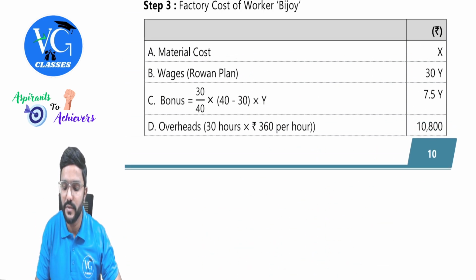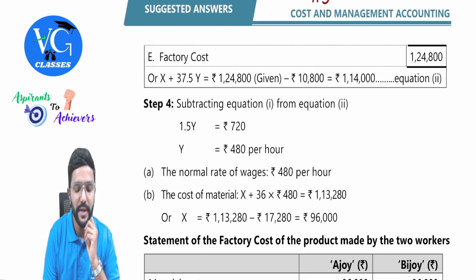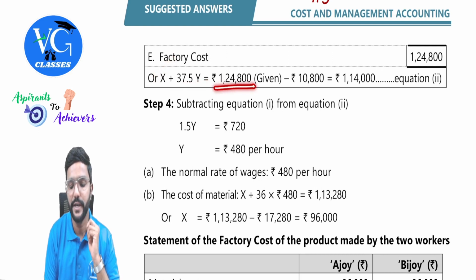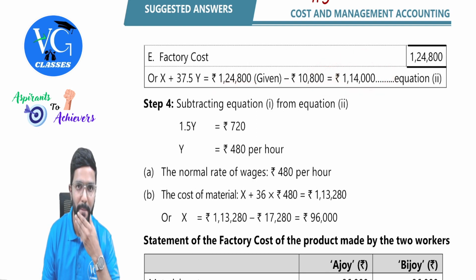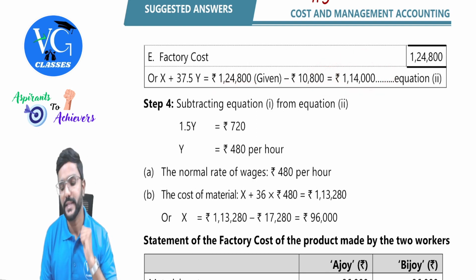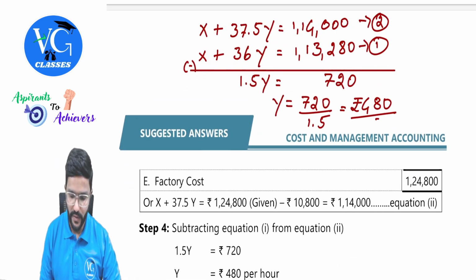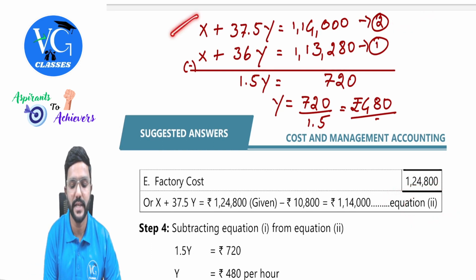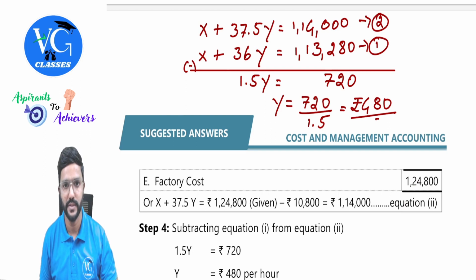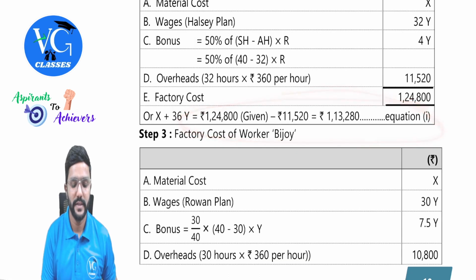So can we take this to the other side? It becomes minus. So the final equation would be X plus 37.5Y is equal to 1,24,800 minus 10,800. This will give us 1,14,000. That is equation 2. Now let us solve it. They have done it directly, but I will write it here. So you can see this is the second equation. I am taking it first. X plus 37.5Y is equal to 1,14,000. Then the first equation is here. This one.